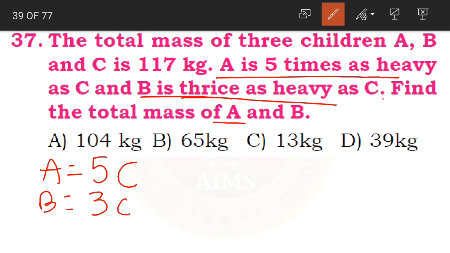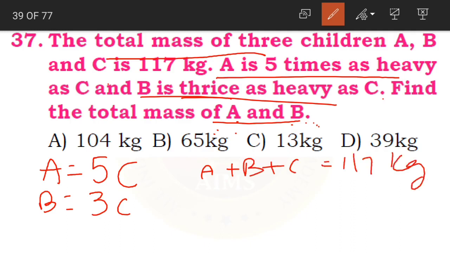3 into C's weight. Now what should we find out? We should find out A and B. Weight of A and B. We are given that the total weight of A, B and C is equal to 117 kilos. Yes children. Now if you look at these two here, see, A is nothing but what?